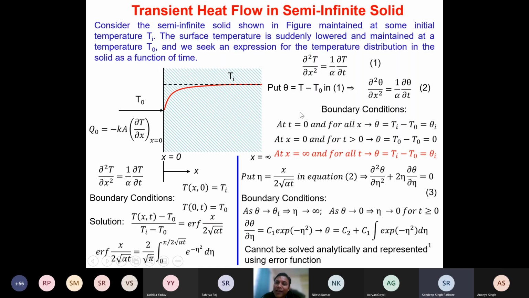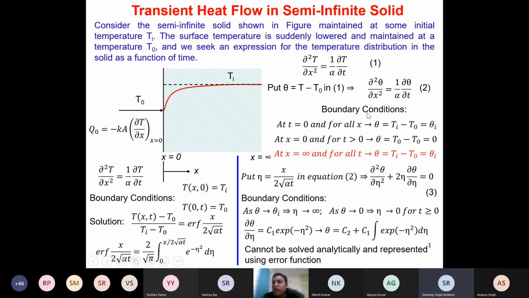Now here you can see these first two boundary conditions are easy to apply because these are initial boundary conditions. But applying this particular boundary condition at x equals infinity is extremely difficult, because what will be the value of x equals infinity? What value are you going to take? It's difficult to apply, isn't it? So can we get rid of this boundary condition by doing some mathematical analysis?